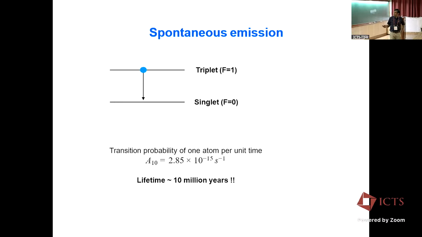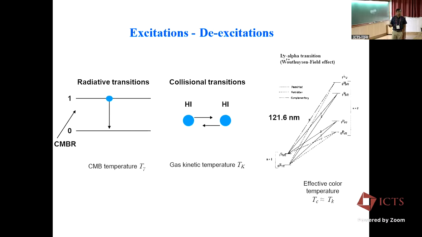So it's a very slow process, but you have plenty of neutral hydrogen out in space. So that's how you get some finite amount of 21 centimeter radiation, right? So this is the first process. But apart from that, there are several other processes by which this transition can occur.